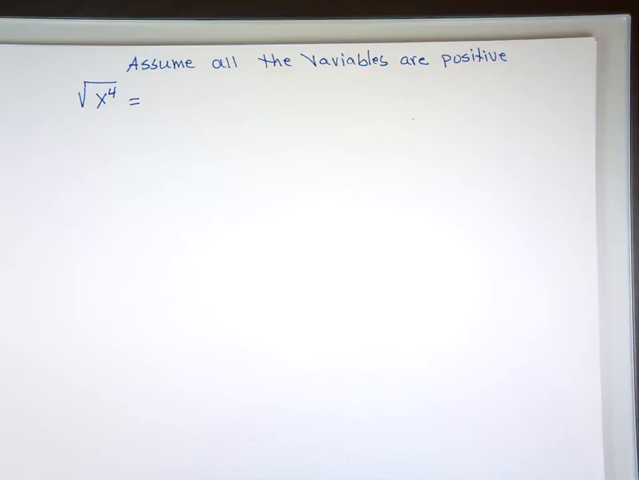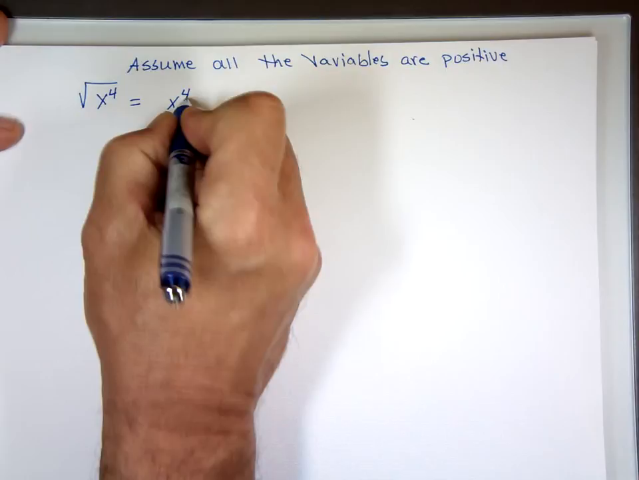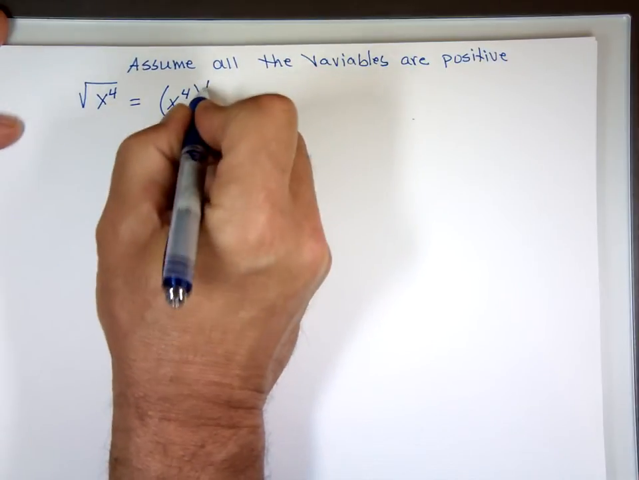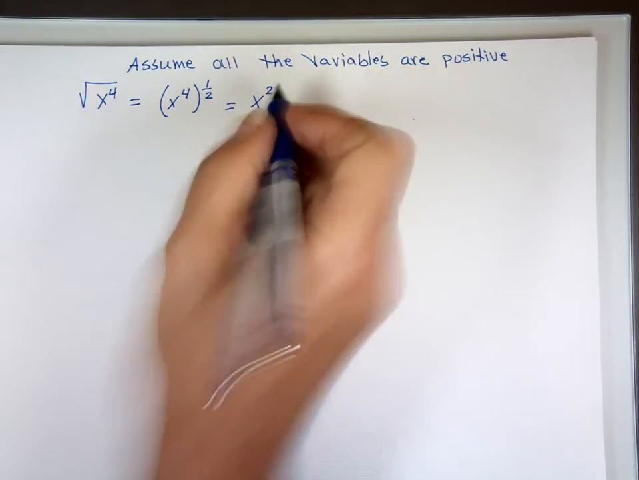Here is what the square root means. The square root means the power of what? Not 2. Notice if you have a calculator, suddenly the square root doesn't work and you want to do the problem. You raise it to the power of what? 1/2. So that's x to the 4th to the power of what? 1/2. And what's 4 times 1/2? X squared.